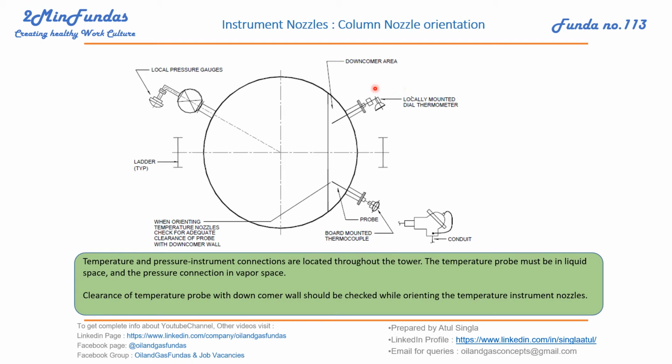Now suppose we are talking about this one. We have oriented this nozzle here, in the liquid section. When we are inserting this thermowell inside the nozzle, it should not hit the downcomer. If the length of the thermowell is more, then we should reorient to somewhere here to get some clearance between the thermowell and this downcomer weir. This much only we have to take care of, and we have to reorient.